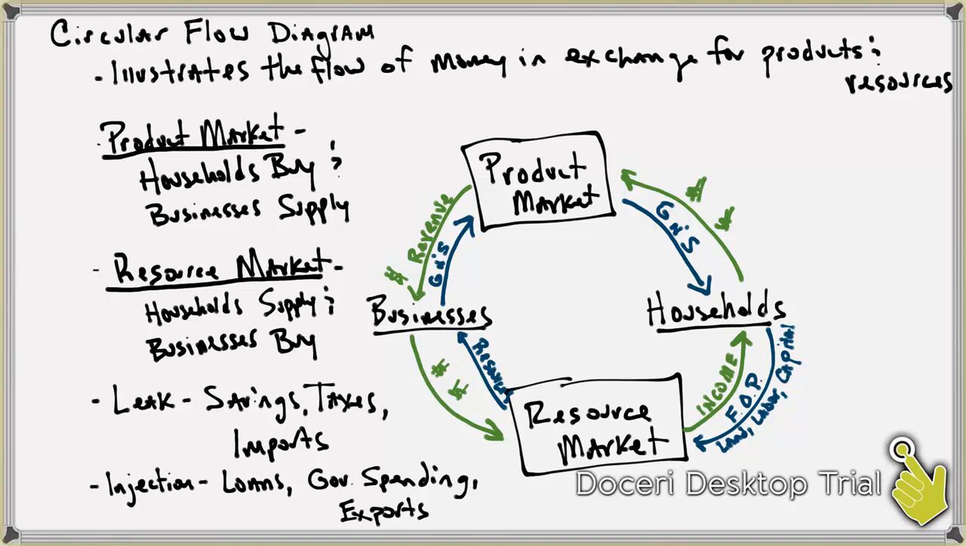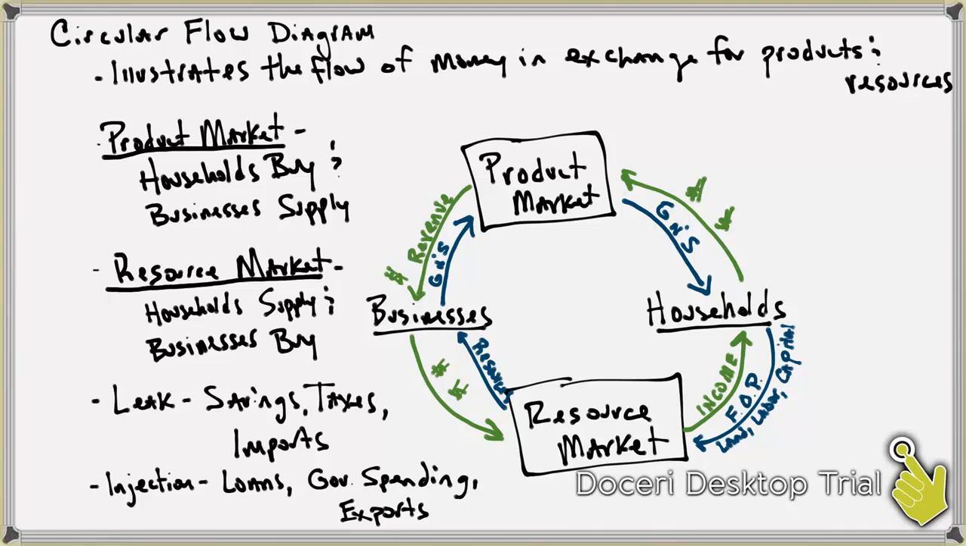If you look at the notes on the left, I have just broken down what I think is most important to know about each market, and that is who is the buyer and who is the supplier. So in the product market, we see that households are in charge of buying the products, and businesses are the ones that supply those products. And so that's the exchange that's taking place in that market.